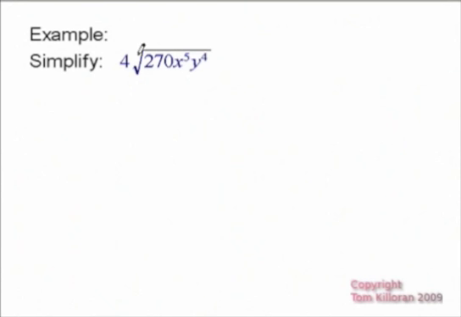Now, before we even start, this 4 is sitting on the outside. It's just a normal 4. The operation that is connecting these two is multiplication. So anything that comes out has to multiply this 4 that's sitting out here.